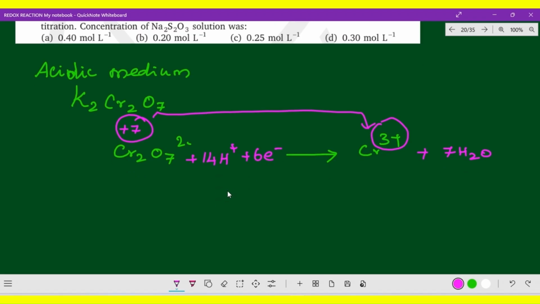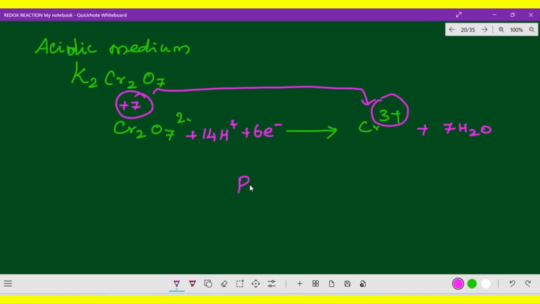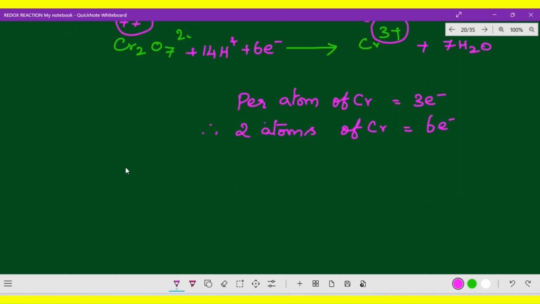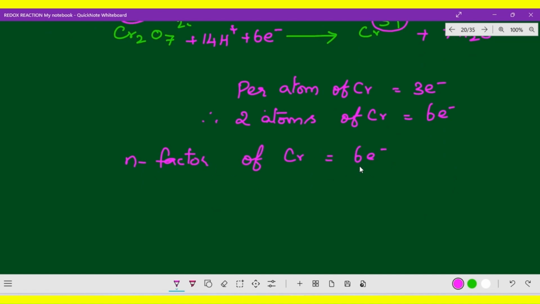So the number of electron change here is 6 electrons. How come it is 6? Here Cr2 is there, no? So per atom of chromium, 3 electrons. Therefore here 2 atoms of chromium, so here 6 electrons. So the N factor is 6, the number of electron change.